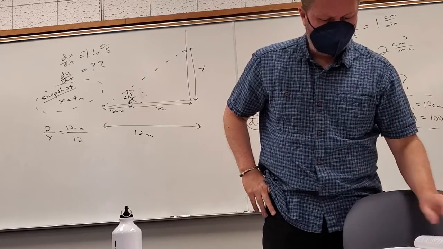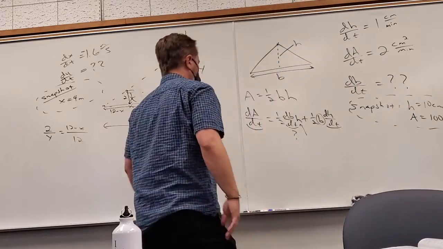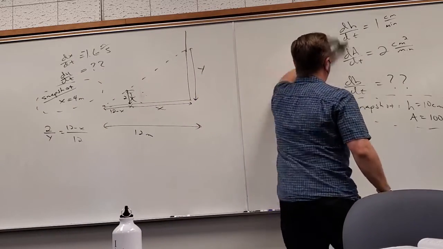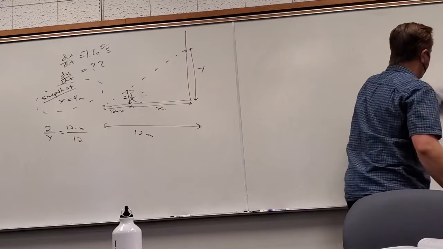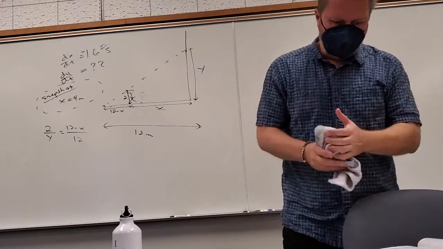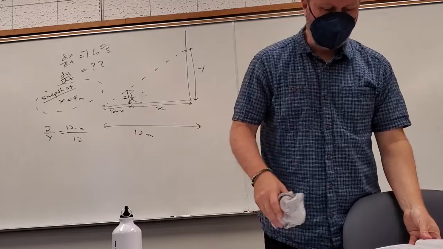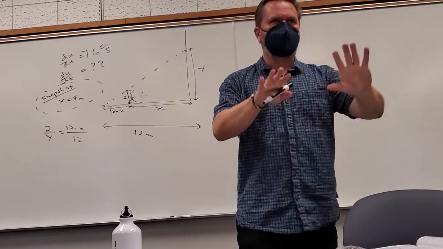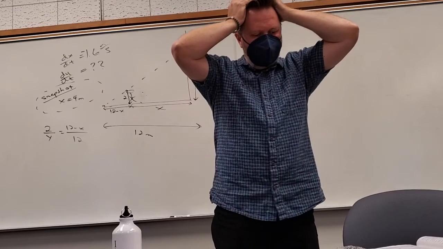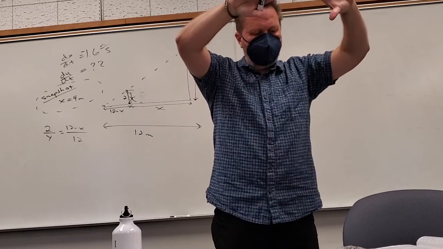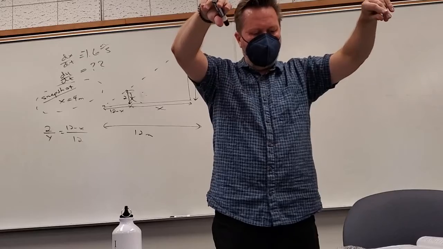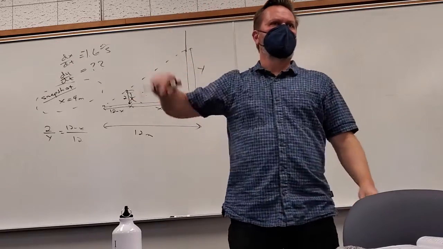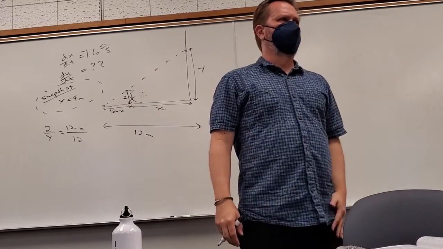44. Or the lighthouse? Is this the one with a sweeping? Yeah, you got a lighthouse. So you got a lighthouse on a small island 3 kilometers away from the nearest point on a straight shoreline, and its light makes 4 revolutions per minute. Right. How do you want to draw that?